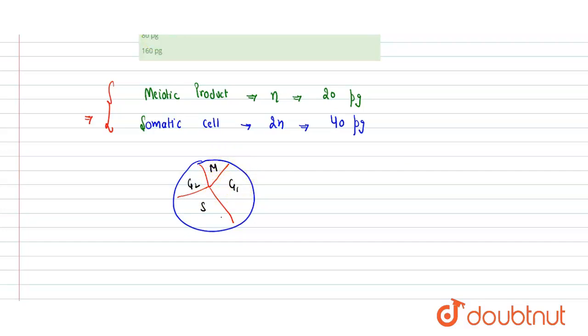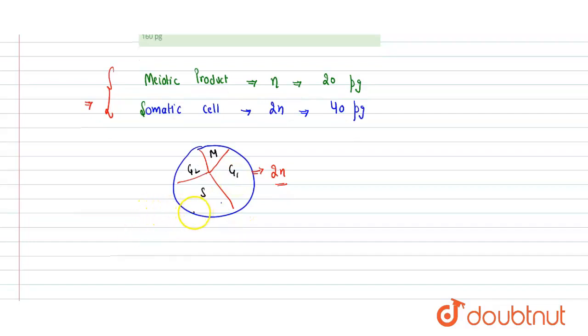In G1 phase, the somatic cell is having the diploid content. Then in S phase, DNA replication occurs, DNA duplication occurs. At the end of S phase, it becomes 4N. When it enters the G2 phase, it has 4N content of DNA, because otherwise it was diploid, and after the synthetic phase DNA replication occurs. At the end of S phase, it will be 4N which will enter the G2 phase.